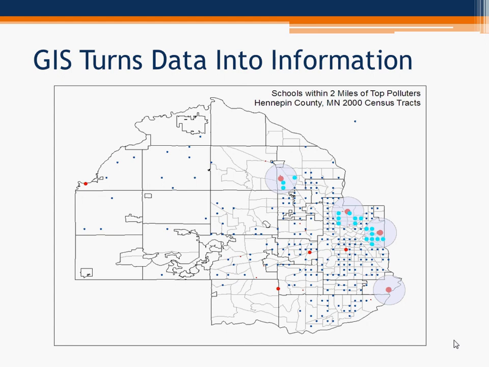And maybe that's a place, again, where we want to make a focus. We want to take some sort of action and maybe do some remediation and figure out how to stop a polluter from putting pollutants into the atmosphere, into the environment. So just a really quick environmental application, or maybe a social application of GIS.